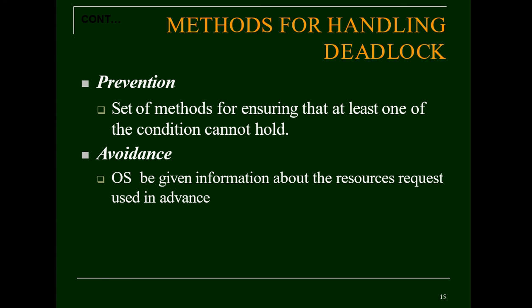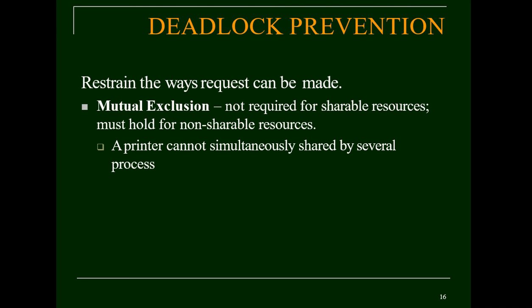So, methods for handling the deadlock. First of all is prevention. Prevention is a set of methods for ensuring that at least one of the conditions cannot hold. Then we can prevent the deadlock. Avoidance: the operating system is given information about the resource requests to be used in advance. So we restrain the ways requests can be made.